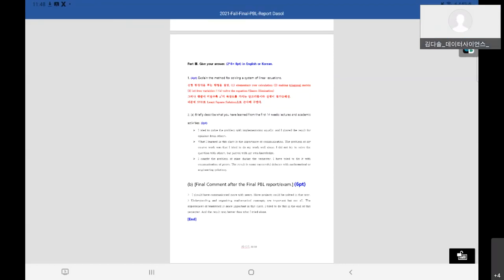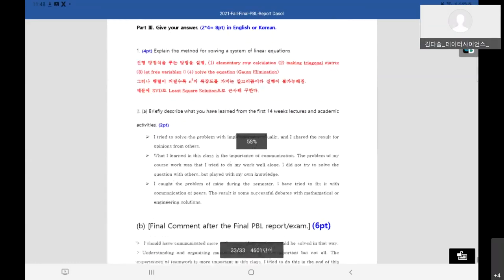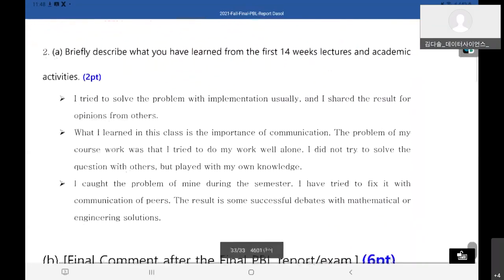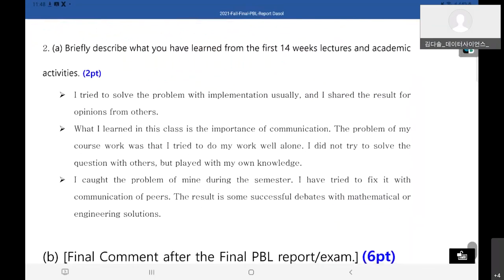The professor made a really important point. So this is my final comment. I usually try to solve the problem with implementation. I usually try to implement the problem with Python code. And I tried to do that in overall problems, but I saw now it was wrong because what I learned in this class is the importance of communication.